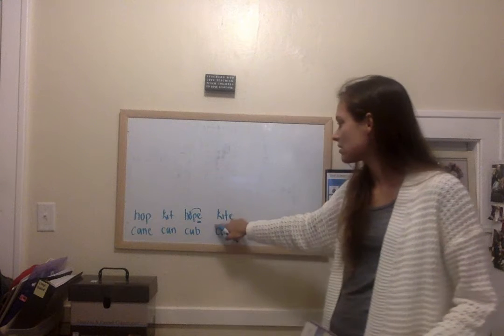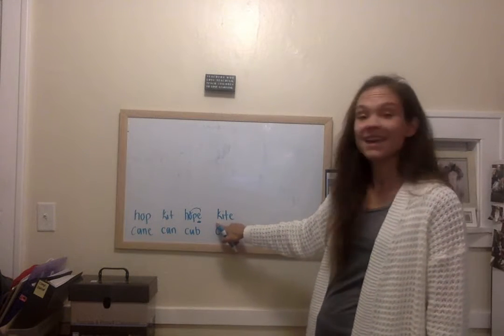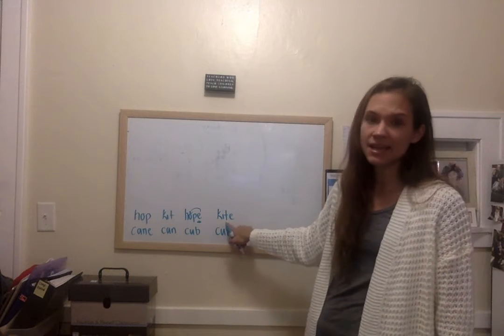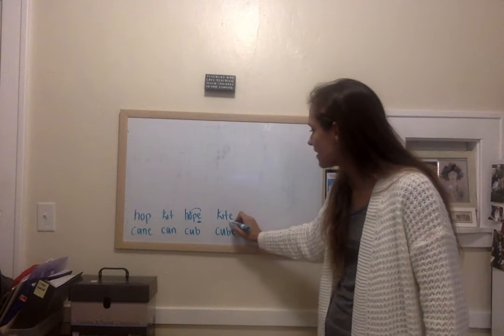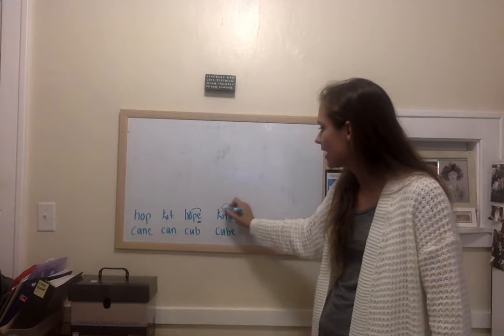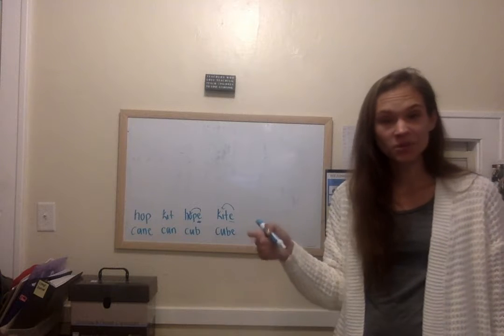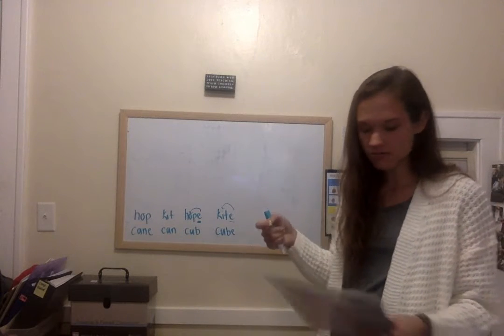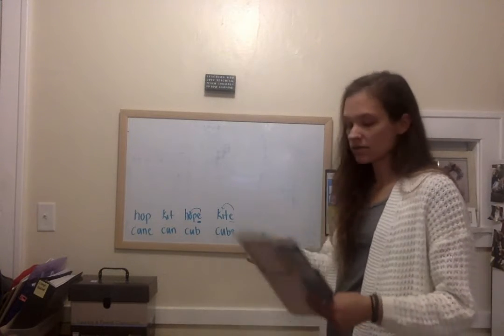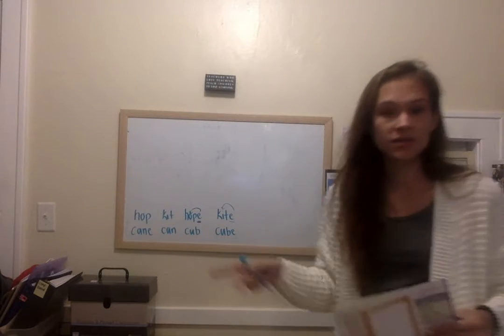Okay? It's the same thing with this word right here. This word is kite, not kit, but kite. This E at the end says, hey, letter I, you need to say your own name. You need to make the long I sound. Good.